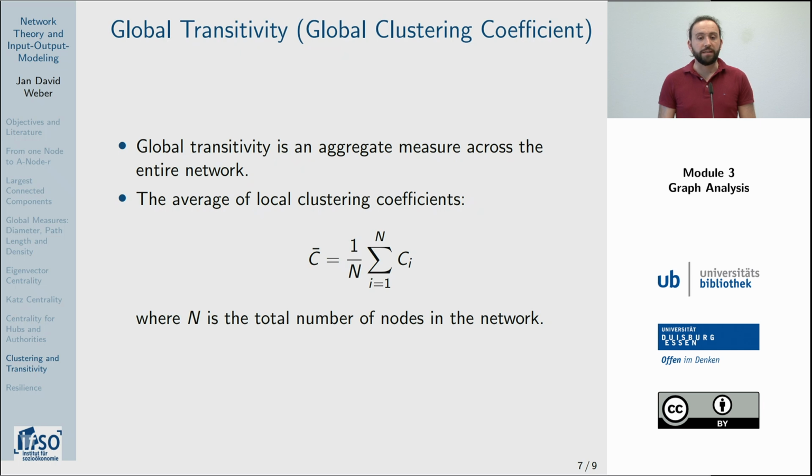On global transitivity, we look at an aggregate measure across the entire network. And if you look into a standard graph theory textbook, the average of local clustering coefficients is the global clustering. So we average over all local clustering coefficients that we have and get the global clustering coefficient.